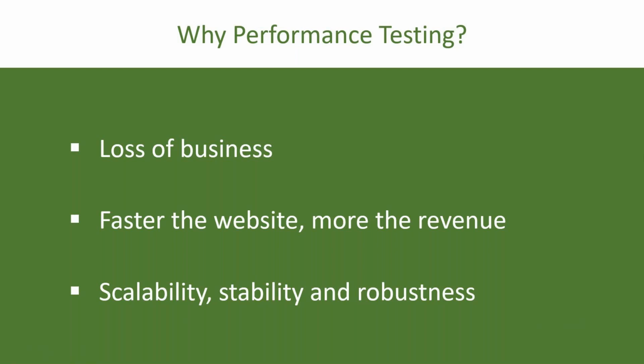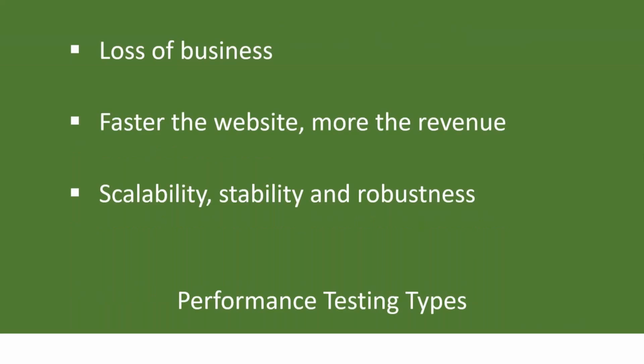So if we target only these three aspects, that is scalability, stability, and robustness, then 80 to 90% of the system's performance is ready. Because most of the times, we will only find difficulties or hurdles in either of these three aspects. So if we have these three aspects sorted, we can create a very good robust system. So this is why performance testing is required.